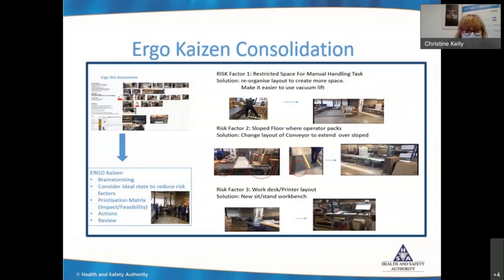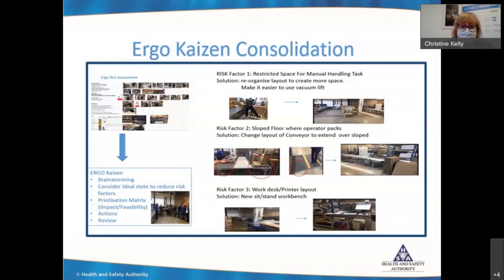I just have an example here of a Kaizen in consolidation, where space was really restricted for the person lifting pallets off the conveyor onto a pallet. They didn't have enough room to face the load when lifting because of the space restrictions. So basically the Kaizen helped us reorganize the work area with very little expense, and we could do it all internally, so that we created a lot more space. We created a more ideal desk, and now the operator has a lot more room.